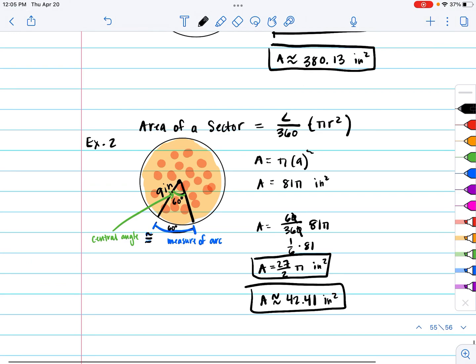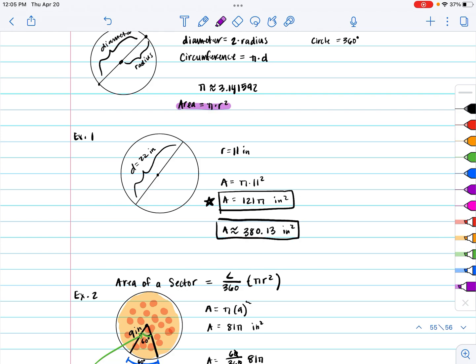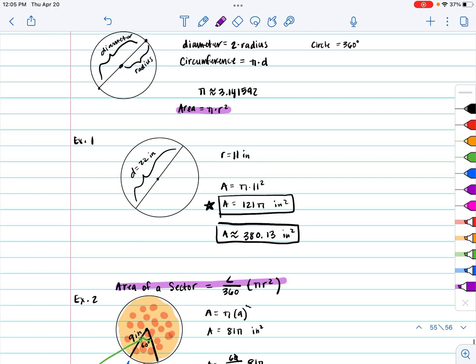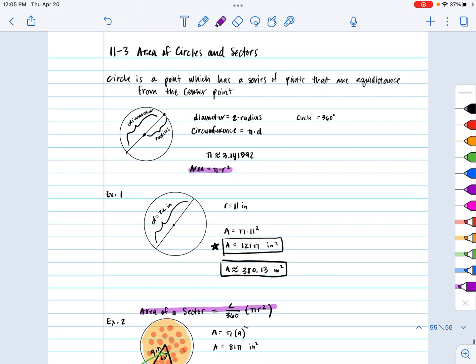Okay? So these are your two equations that we need to know. Area is equal to pi r squared. Area of a sector is equal to the angle over 360 times pi r squared. And then some of this other side information is very important to know as well. All right, so this is area of circles and sectors.